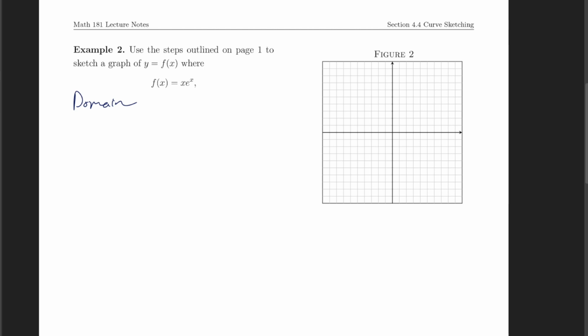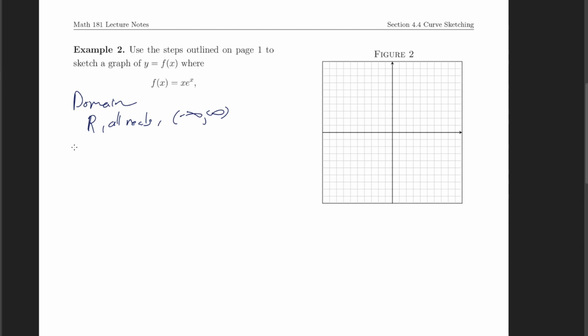So the domain of this is all real numbers, right? There's nothing here that can go bad. The x can take all real numbers, and the multiplication can take all real numbers. So this is all real numbers. Or if you want to put it in interval notation, from negative infinity to infinity, all of this is the same.